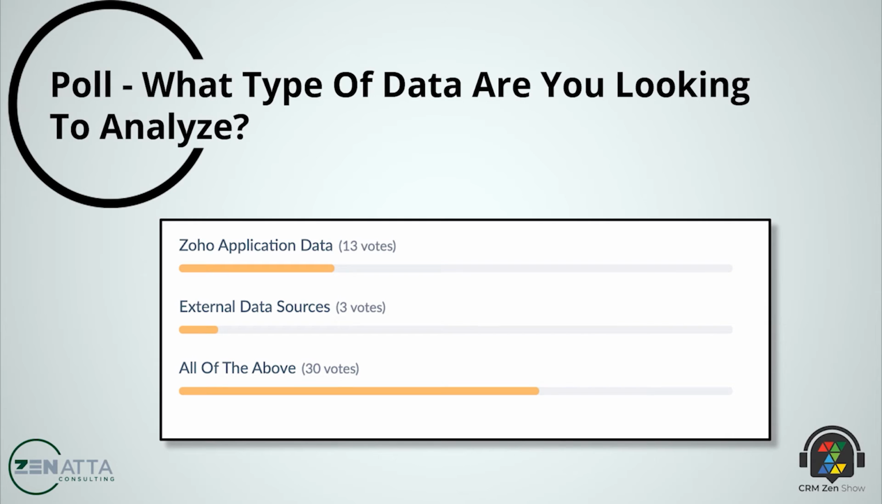And we also had a poll on what type of data people were looking to analyze. And like I just talked about, most people are looking to pull data from both external sources as well as Zoho. Very few people are just looking for external data sources. That makes sense since they're looking here at Zoho Analytics. But the good news is no matter what kind of data you're looking to get, odds are you can probably pull it into Analytics and then run some various reports on it.